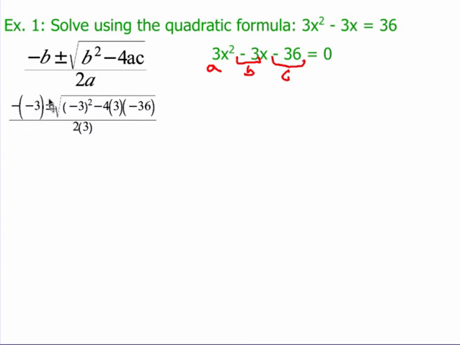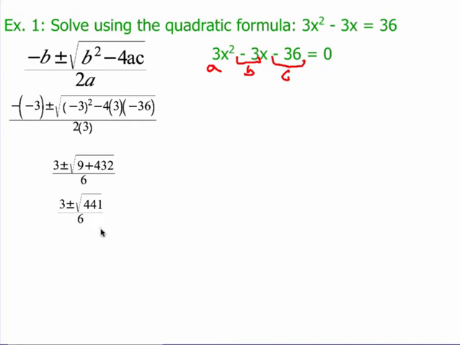Negative negative 3 is positive 3. Negative 3 squared is 9. Negative 4 times positive 3 times negative 36 is positive 432. And 2 times 3 is 6. Just working my way through the order of operations here. Next, I add 9 and 432, and I get 441.